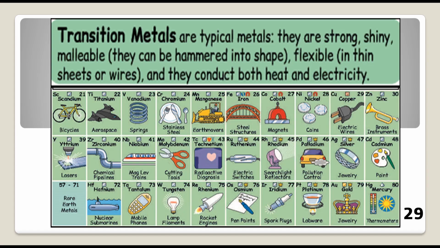What next? Transition metals. I said already there are 29 transition metals. These transition metals are typical metals. They are strong, shiny, malleable. That means you can use a hammer. You can make sheets and wires because these transition metals are flexible. Mainly, these transition metals conduct both heat and electricity. So, how many compounds are under transition metals? 29 compounds. Okay. What next?